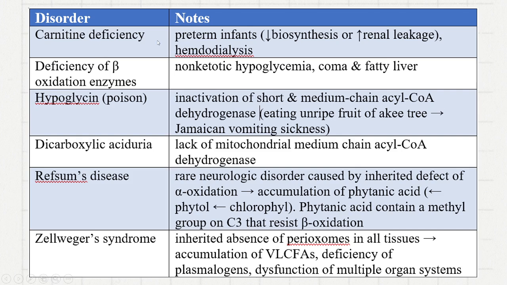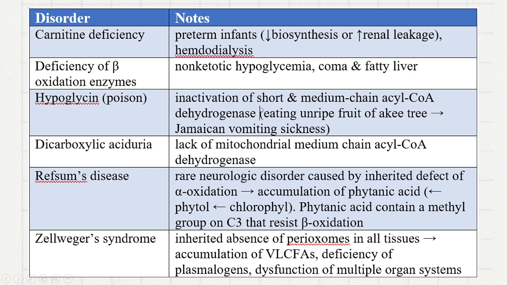Carnitine deficiency is encountered in preterm infants in which there is reduced biosynthesis of carnitine or there is renal loss of carnitine. Hemodialysis also will lead to loss and deficiency of carnitine. Deficiency of beta oxidation enzymes will manifest as non-ketotic hypoglycemia. Hypoglycemia is not associated with ketone body production. It can also lead to coma and fatty liver, accumulation of fats in the liver.